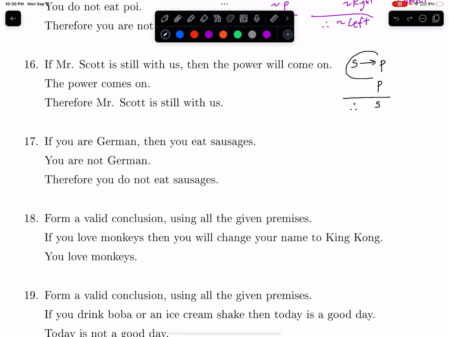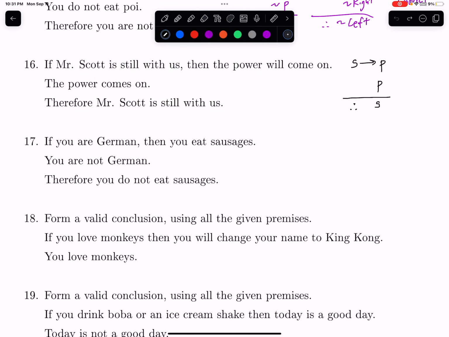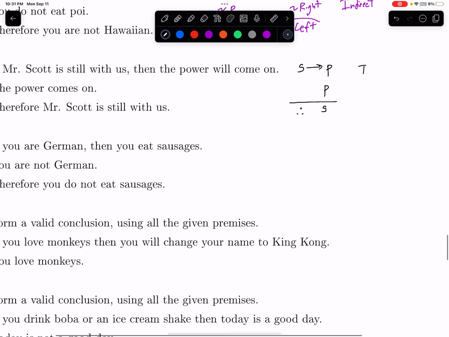You've got the premise, left to right, but this is right to left, right? We're going in the backwards direction. That's an invalid argument. Invalid. And what fallacy is that? That's the fallacy of the converse.